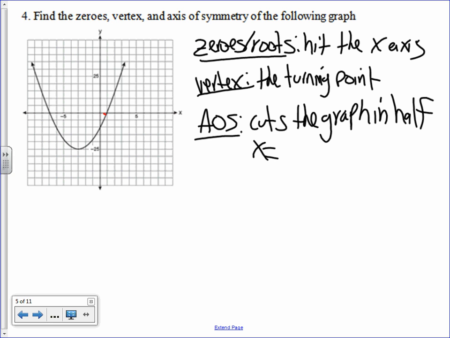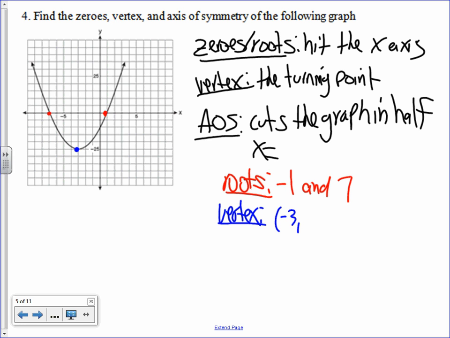So the roots hit the x-axis. These are the roots. Positive 1, negative 7. The vertex is the turning point. This is the turning point. Negative 3, negative 25. Finally, the AOS, or axis of symmetry, is what cuts the graph in half. And it's always x equals. X equals what? X equals negative 3. The AOS always matches the x-coordinate of the vertex.